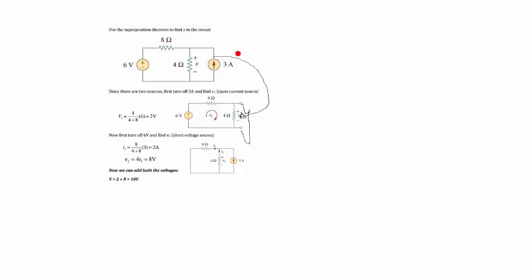Okay, so this part is open. Yeah. And then you solve using mesh. Okay, because mesh is easier. You need to go around, because the question is asking us to find the voltage across the 4 ohm resistor.